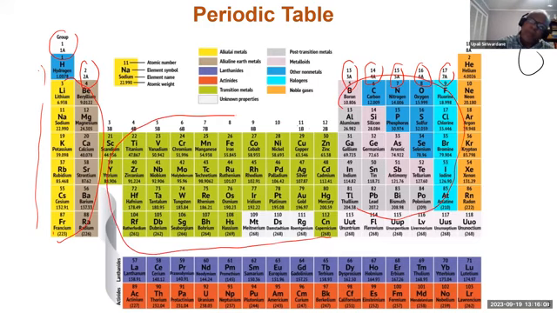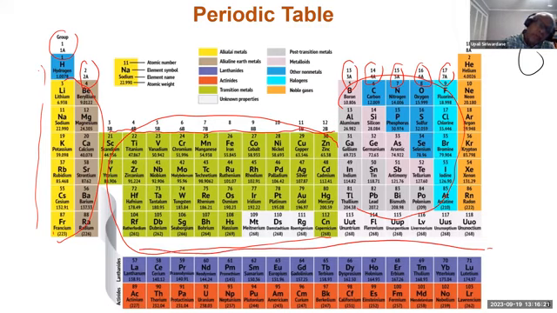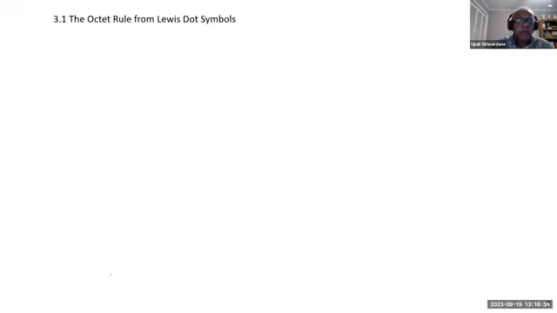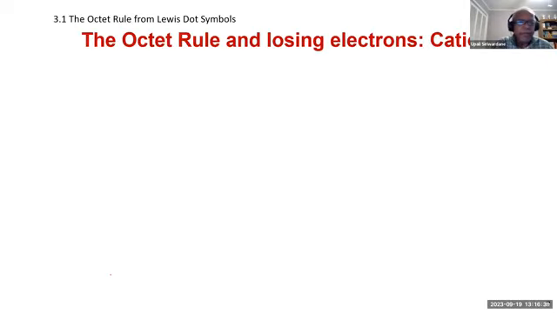Octet rule doesn't apply to transition metals, which are B groups. Can you see B groups here? I'm underlining it. So octet rule also doesn't apply to lanthanides and actinides, the bottom 2 rows. Therefore, octet rule is applicable to only main group elements.